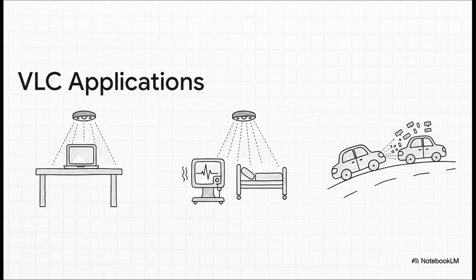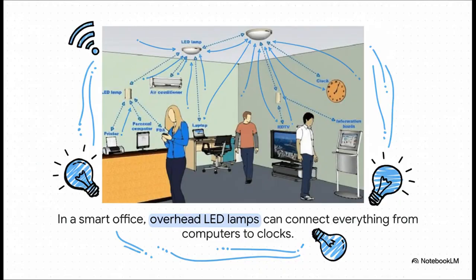And then you've got cars. The nearly instantaneous speed is perfect for vehicle-to-vehicle communication, for things like crash warnings that can make our roads way, way safer. And here's the kicker. We already have the infrastructure. I mean, look at this picture of a smart office. We already have lights in every room of every building. The whole point is that those same light fixtures that let us see can also become a high-speed, super secure network, connecting everything from your computer to your printer to your TV.